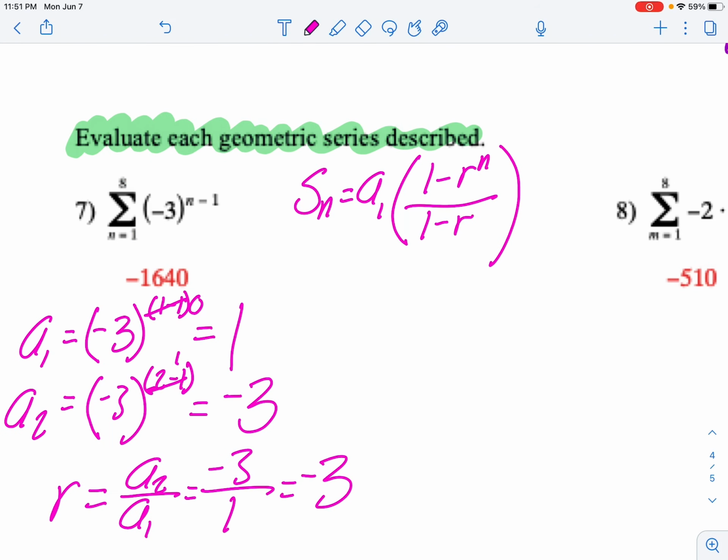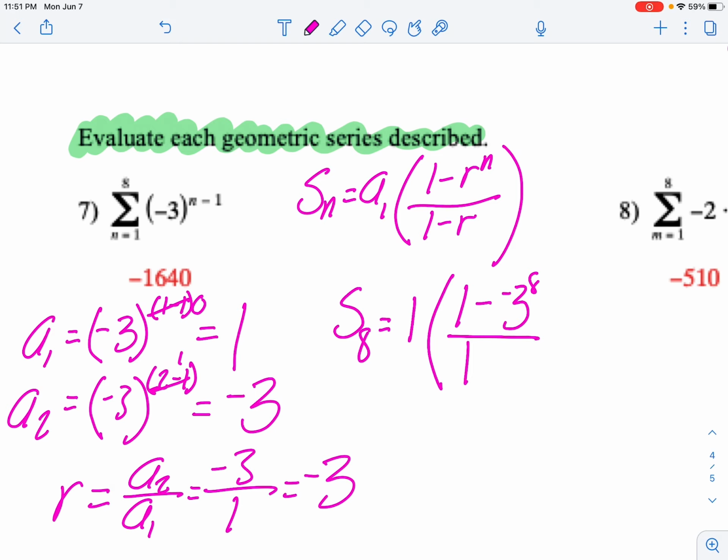There you go. So now let's use our formula. We're adding 8 terms here, 1 through 8. So S8 is equal to the first term, which is 1, times 1 minus r, where r is negative 3, to the power of n, we're finding 8 terms, over 1 minus r, which is negative 3. So this is what we're going to put into the calculator. This can get a little complicated, but we'll figure it out.